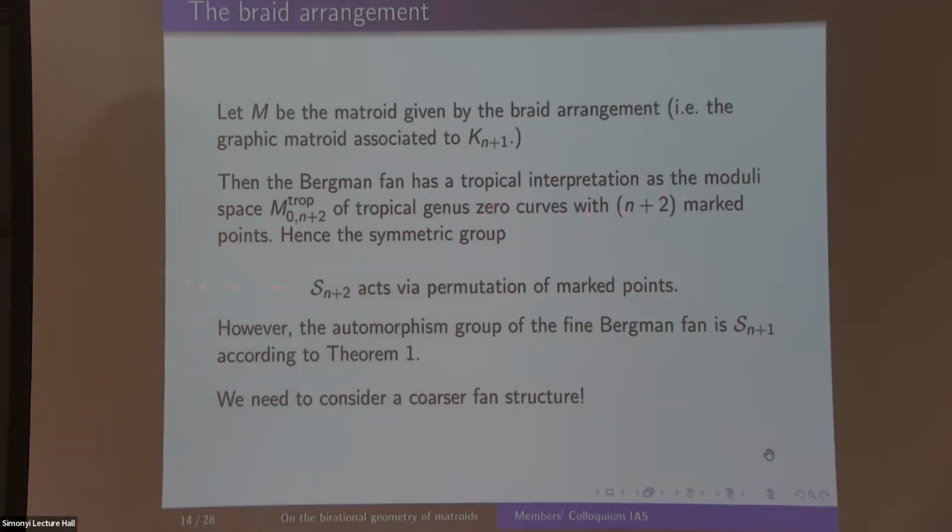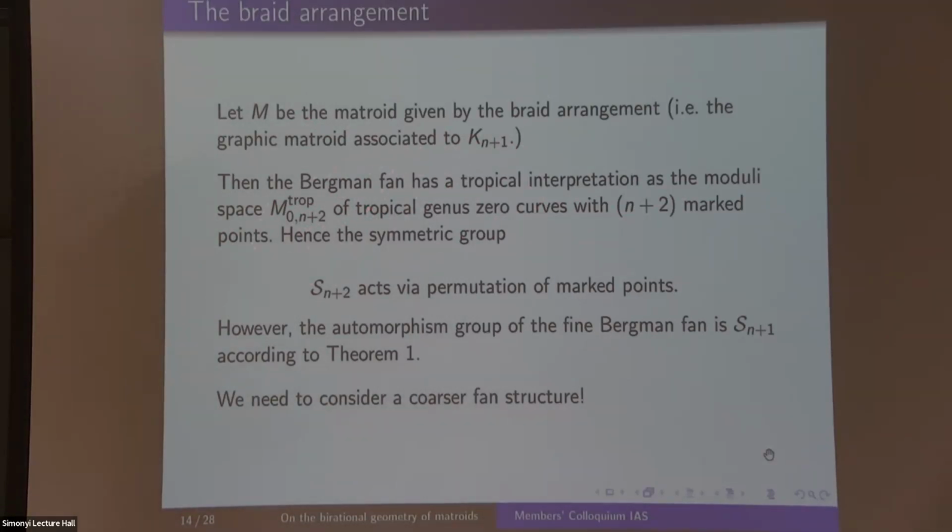with n+2 marked points. Genus zero curves with n+2 marked points. This also exists in the tropical world. And one doesn't need to understand what this is. The only thing which is relevant for my talk is that if I take the Bergman fan of this matroid associated to K_{n+1}, or the root system A_n, it has this interpretation.